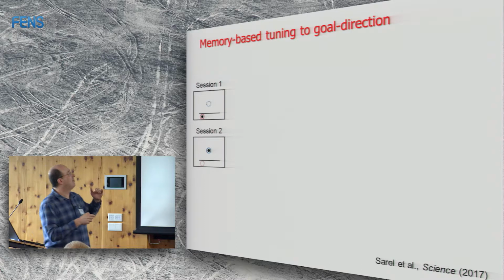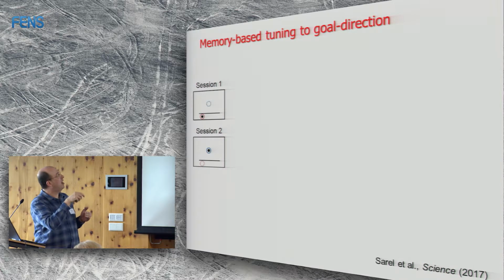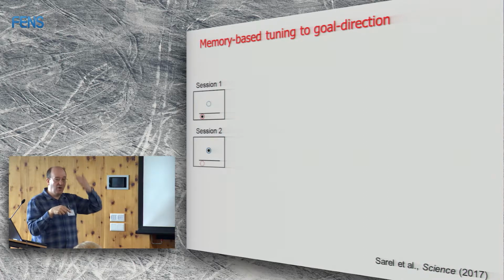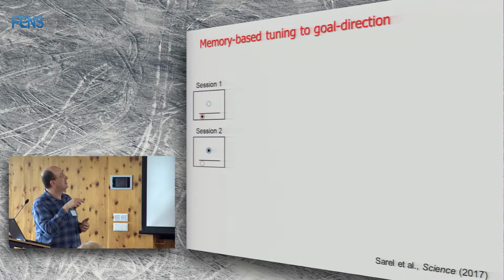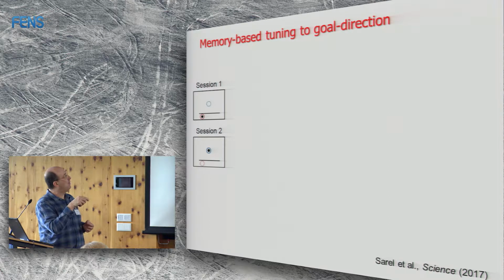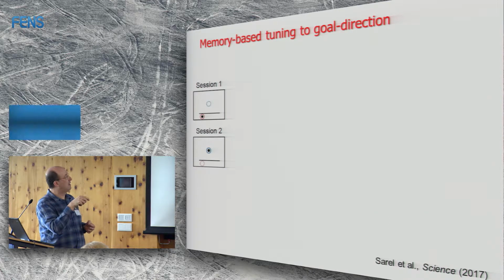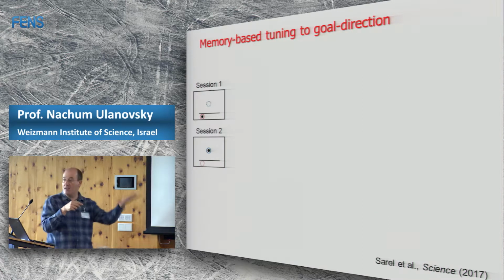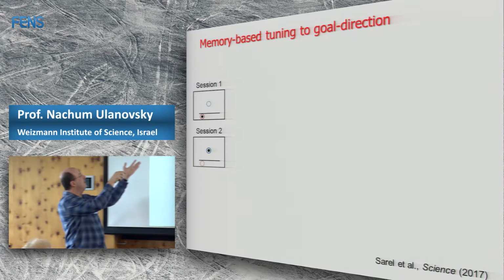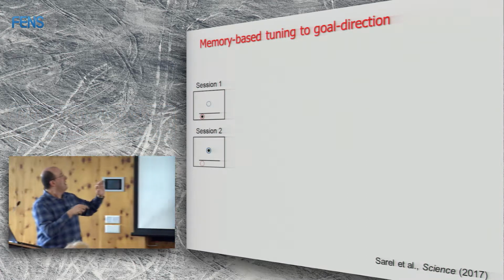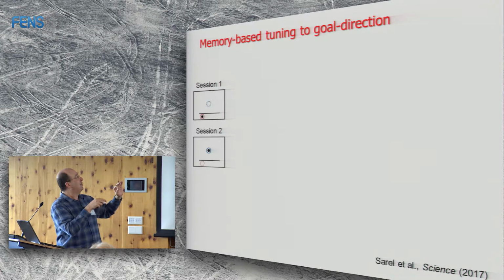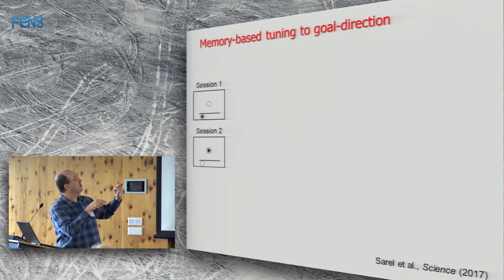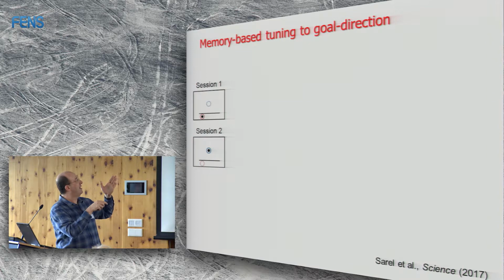So this is the next experiment that Ayelet did. This is again a top view of the room, and Ayelet put this curtain. It's opaque to both vision and echolocation. And then in the first session, the goal was here behind the curtain. I mean, it could be in a random position. Every day, it was in a different random position, either here or there or here. And then the animal was flying around and we measured the goal direction tuning to this unseen goal.